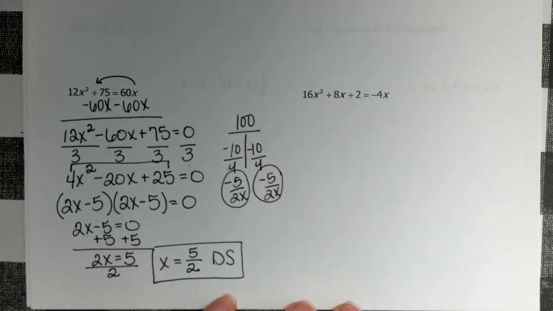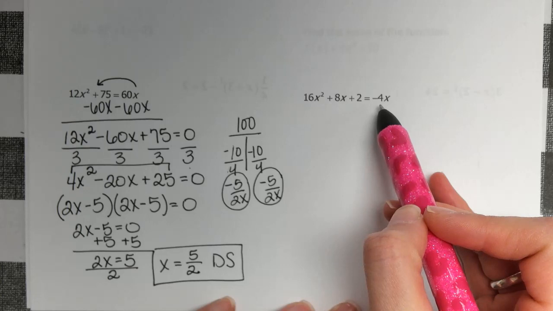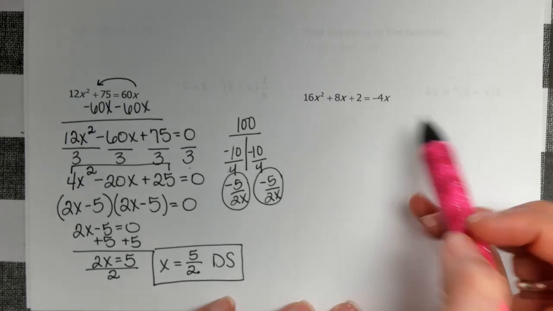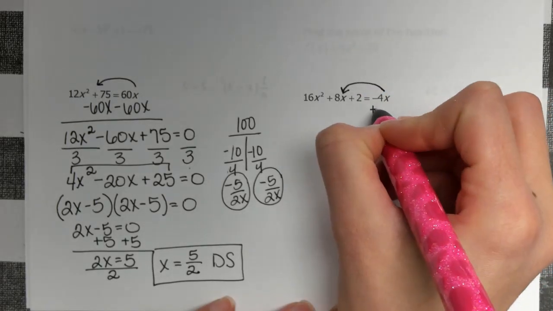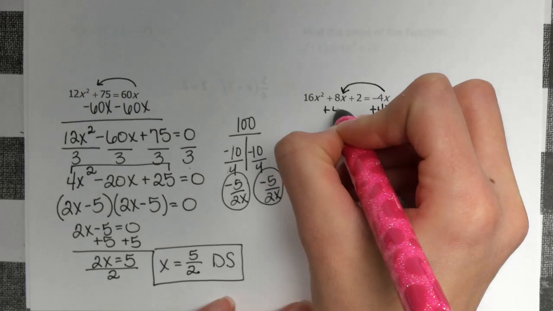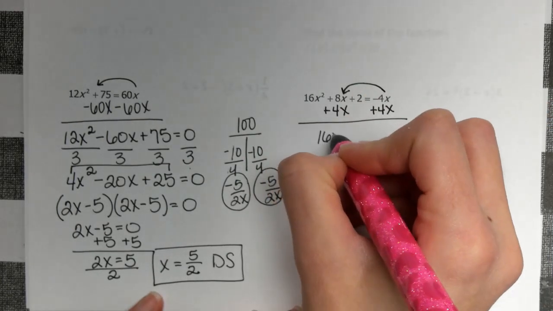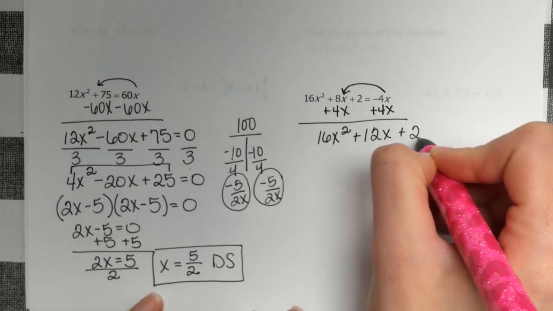Okay, my last example, 16x squared plus 8x plus 2 equals negative 4x. What do I need to do? Move it over, and I'm going to combine it with my 8x. So I add 4x to get it to the opposite side. So that leaves me with 16x squared plus now 12x plus 2 equals 0.